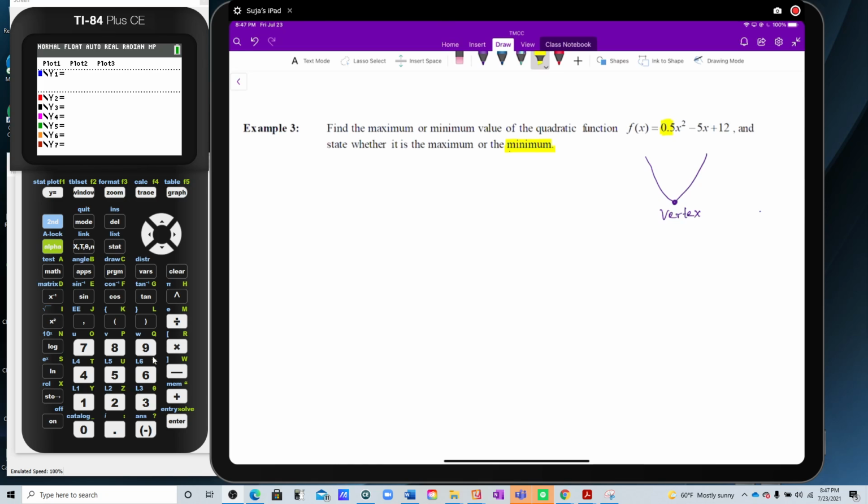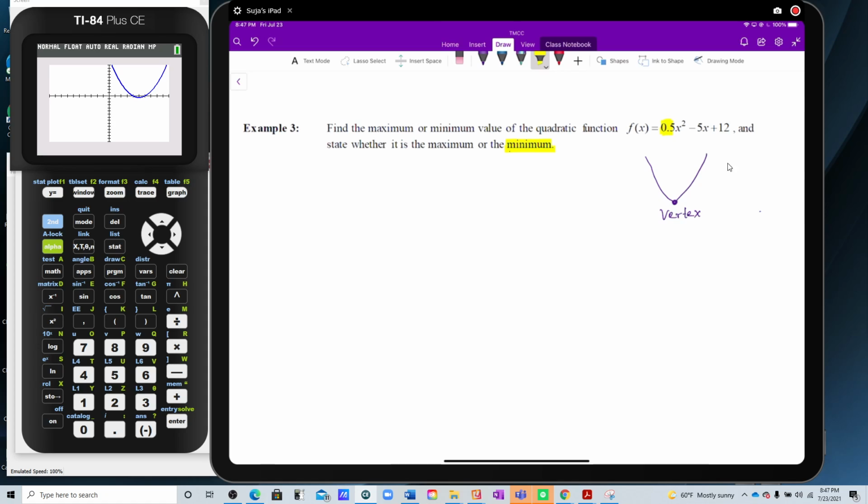Now, if you're not comfortable there, I can graph it and show it to you. Say 0.5x squared minus 5x plus 12. If you graph this, I'm having a graph that's opening upwards, so this is a minimum point. Now here, there are a few ways I can find the minimum. I can go to the table and find it. I can use the second calc minimum option, the second trace minimum option to find it.